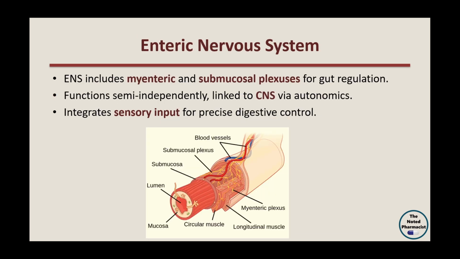The third division of the autonomic nervous system is the enteric nervous system. The enteric nervous system, ENS, known as the second brain, consists of over 500 million neurons organized into two major plexuses: the myenteric plexus, which controls gastrointestinal motility, and the submucosal plexus, which regulates secretion and blood flow. It functions independently of the central nervous system but communicates via parasympathetic and sympathetic pathways. This intricate system integrates sensory input from mechanoreceptors and chemoreceptors, ensuring precise coordination of digestive processes.